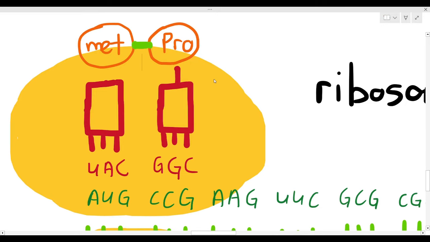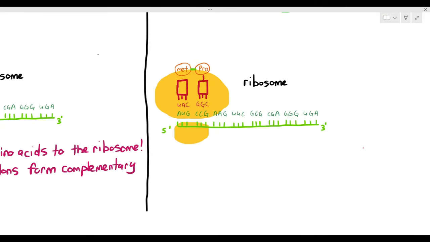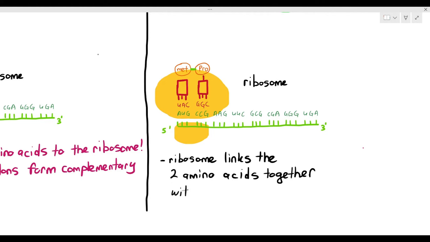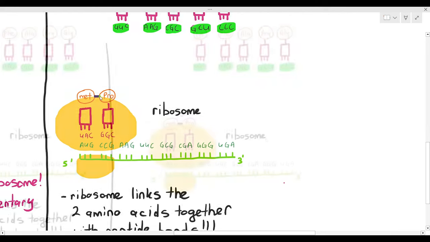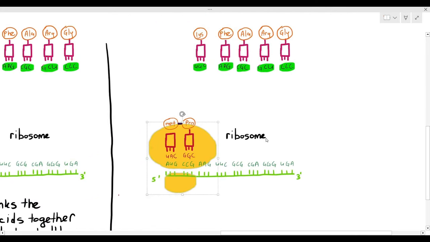As you can see there, suddenly the ribosome will join those two amino acids together between methionine and proline. So the ribosome links the two amino acids together with peptide bonds. That's basically what happens. All right. So what happens next? As we can see here, the ribosome will then move slightly to the right. In this case, it moves slightly to the right, but what you just have to say is it moves along the mRNA.